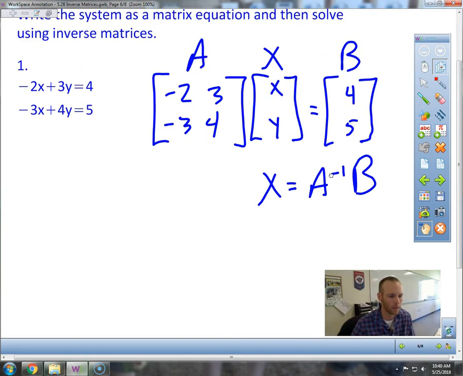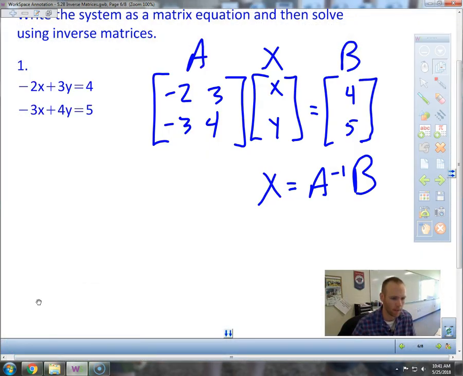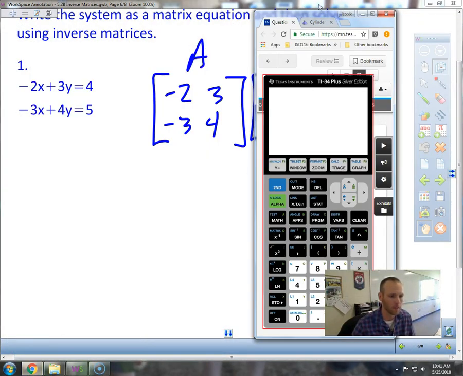So what we did here is we said, okay, that's matrix A, that's matrix X, that's matrix B. To solve that, we're going to do A inverse times B. I didn't get that written down. I think you probably did in class the other day, but let me just review how to do this on our calculator. If I can find it. There it is.